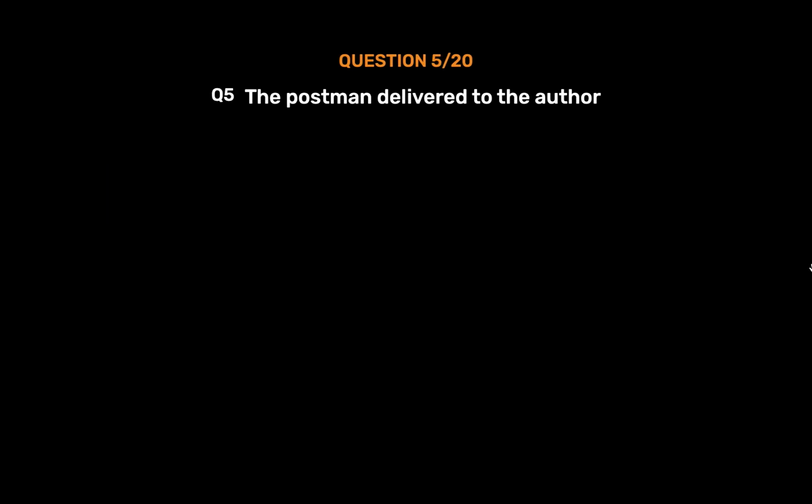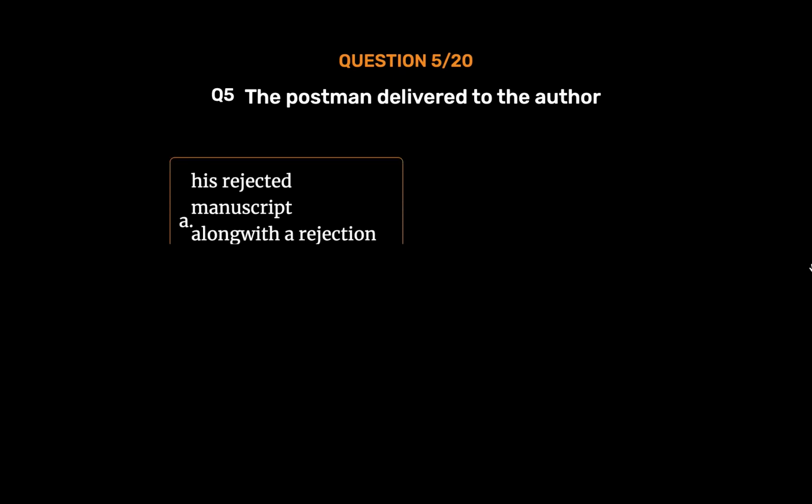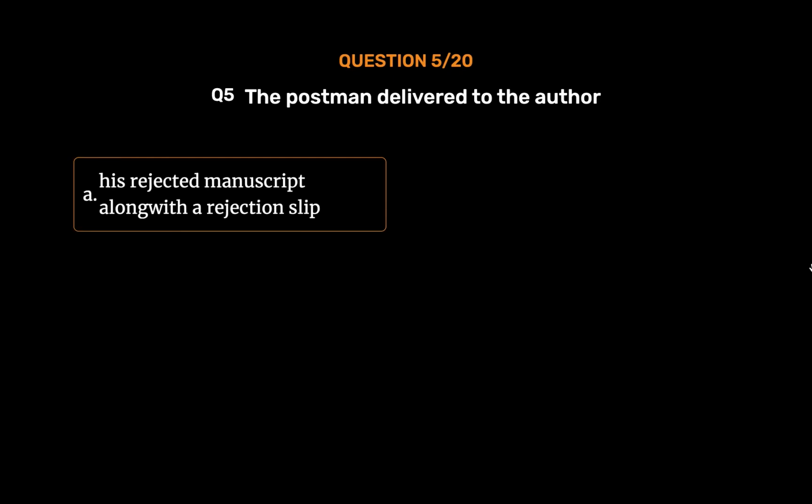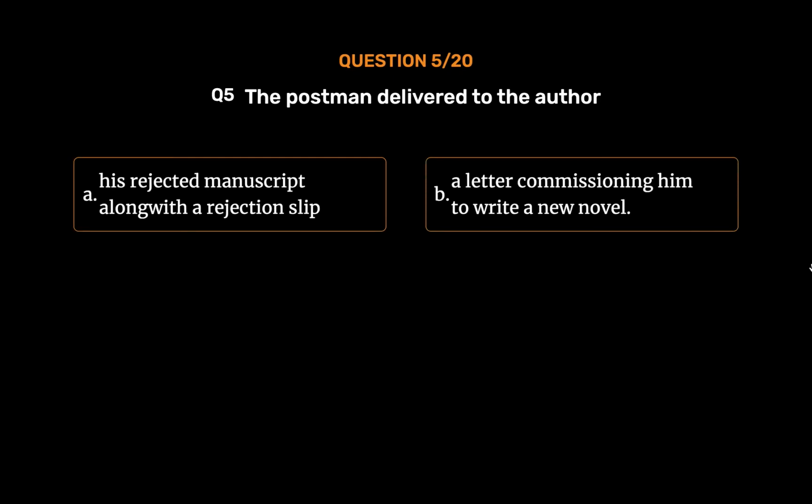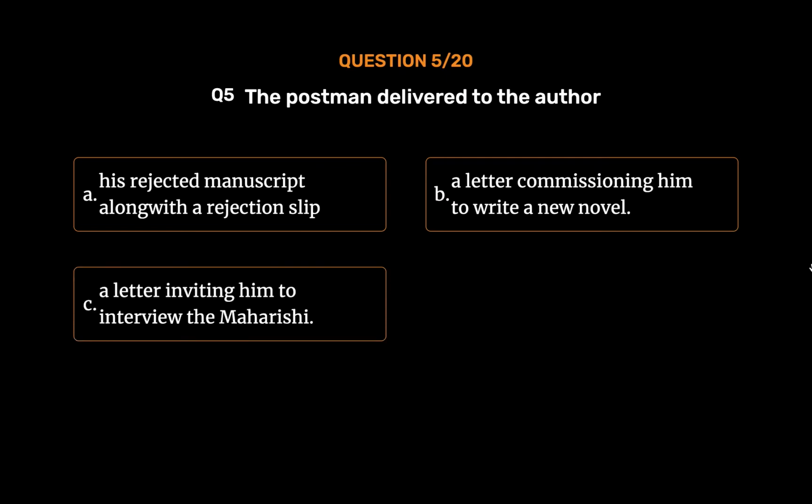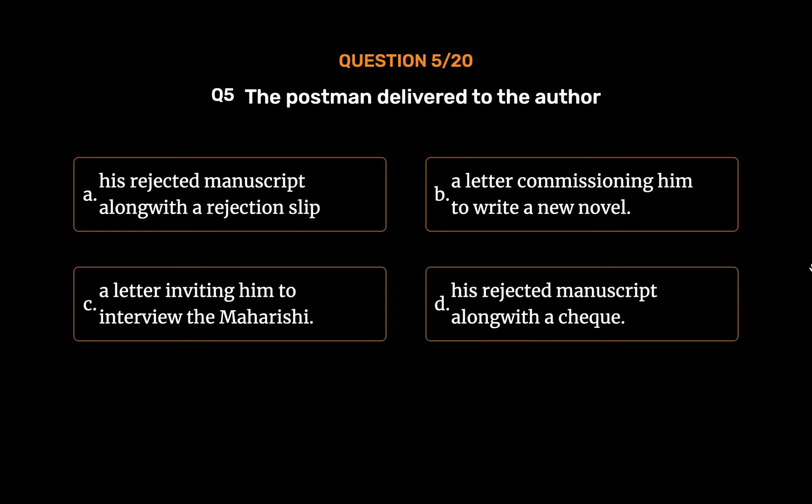Question number 5. The postman delivered to the author. Option A. His rejected manuscript along with a rejection slip. Option B. A letter commissioning him to write a new novel. Option C. A letter inviting him to interview the Maharshi. Option D. His rejected manuscript along with a check. The correct answer is Option A. His rejected manuscript along with a rejection slip.